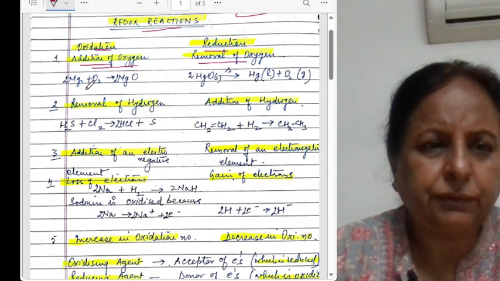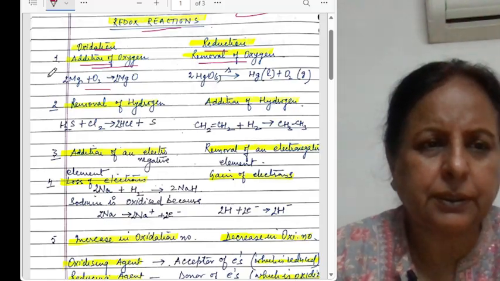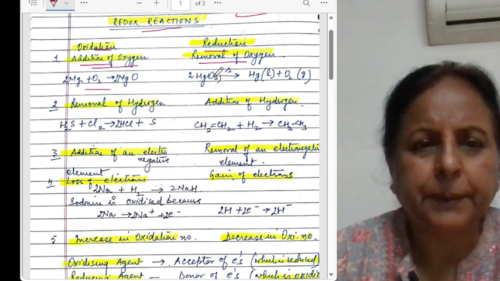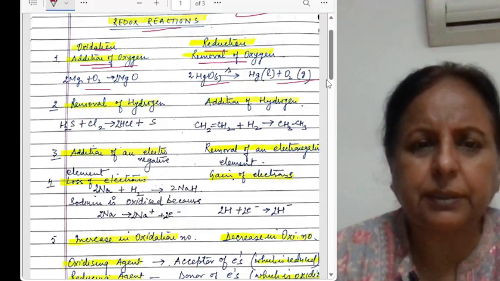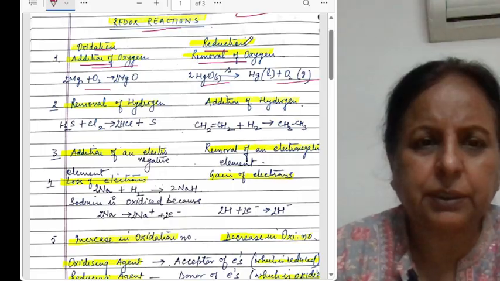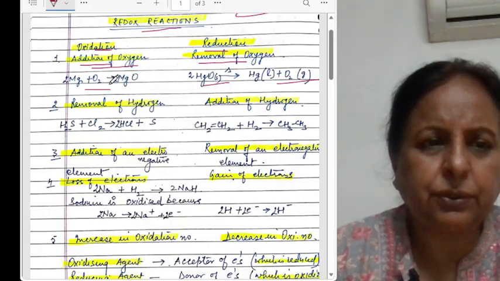So in the reaction, if you find that oxygen is adding to the reactant, for example, here it is magnesium and oxygen giving magnesium oxide, and in this mercury oxide, here oxygen is released. So if there is removal of oxygen, it is reduction, or if there is addition of oxygen, it is oxidation.